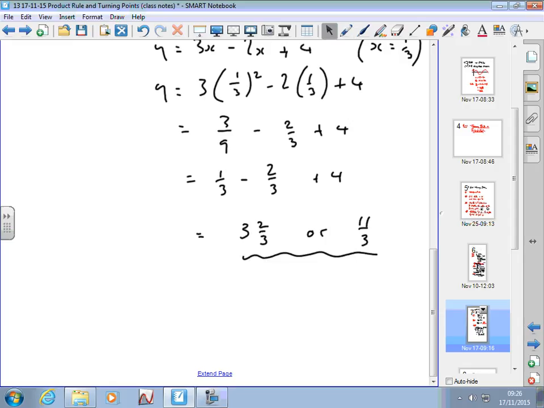So I've got a maximum value, sorry, a minimum value at that point. The minimum value of y is 3 2/3, or 11/3. That tells me the lowest point y will go. So I could sketch this curve now. I know that there's a minimum value when x equals a third, y equals 3 2/3. So it's going to look a little bit like this.